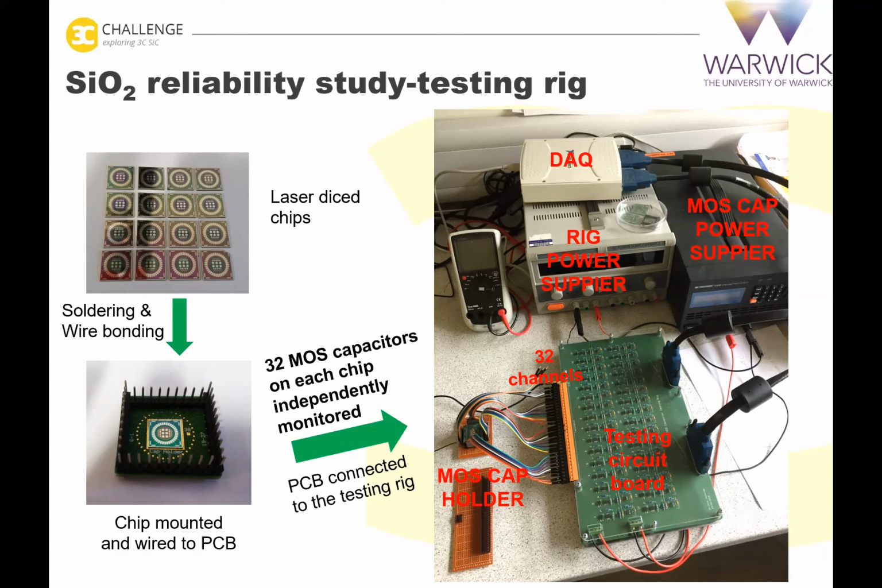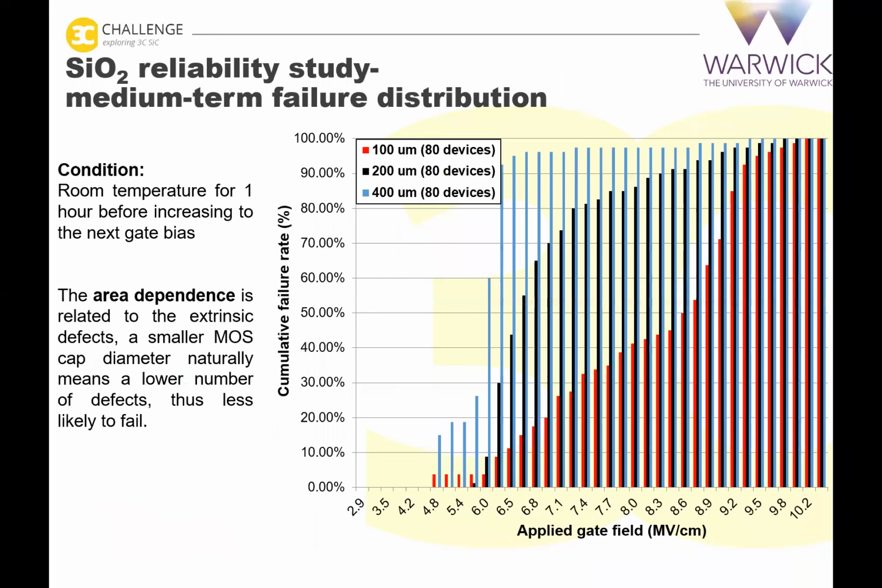The real-time leakage current is amplified and fed into a PC using a DAQ unit. So we will be able to know when and which capacitor has failed. Only room temperature is available for now. So the first test we did on these MOS capacitors is to gradually increase the gate bias and check the cumulative failure rate every 1 hour. So it's called a V-ramp method.